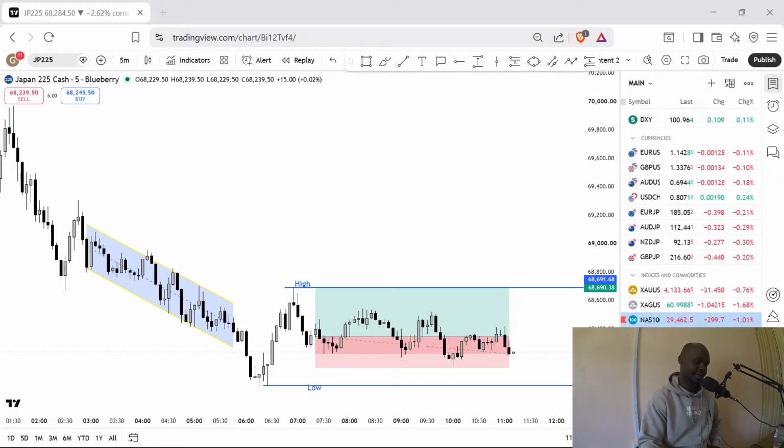Yeah, that trailing method is really ideal. I know that with ICT concepts, most traders like to have a TP target because you are targeting certain highs, certain lows, but a trailing method gives you an opportunity to let the trade run as long as possible.